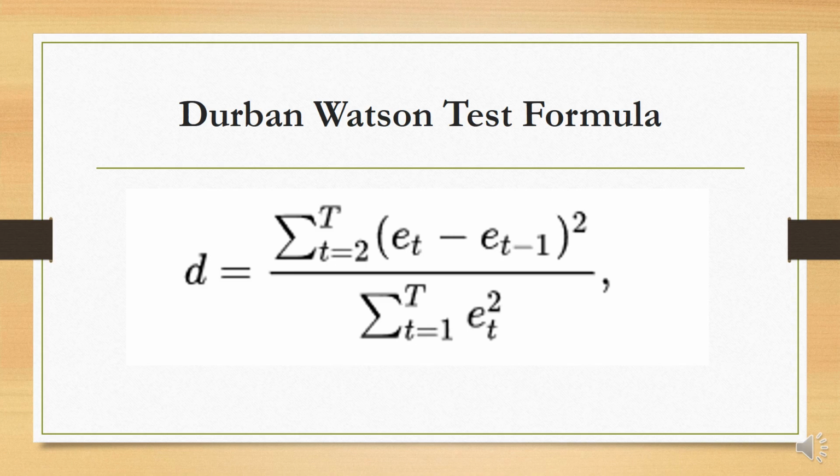Look at the formula for the Durbin-Watson statistic. D is the sum of (e_t minus e_{t-1}) whole square, where e_t is the error term of the current time period and e_{t-1} stands for the error term of the previous time period, divided by the sum of the current error term e_t whole square.